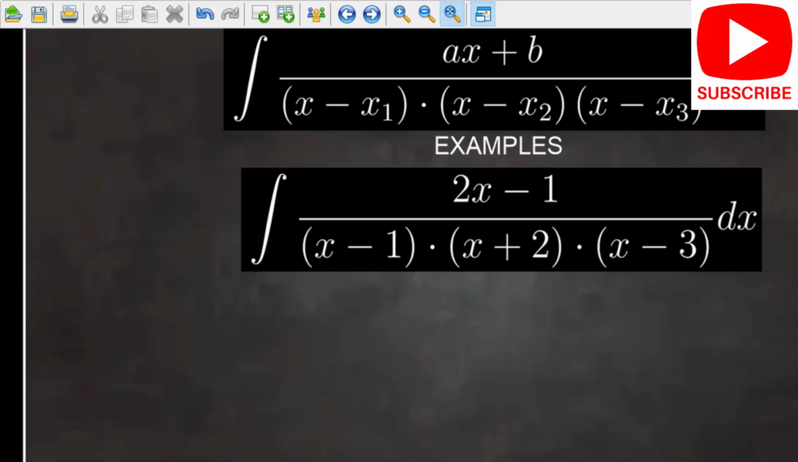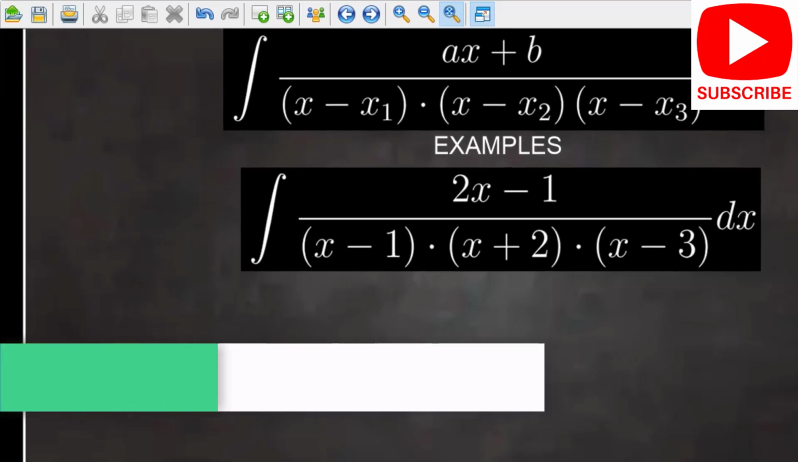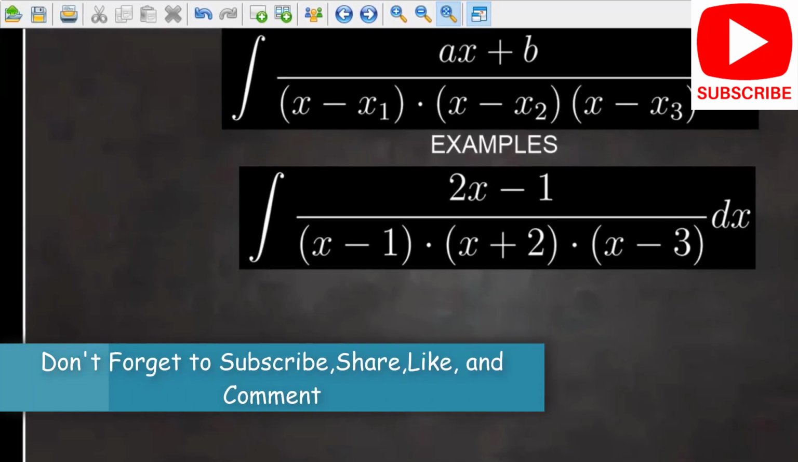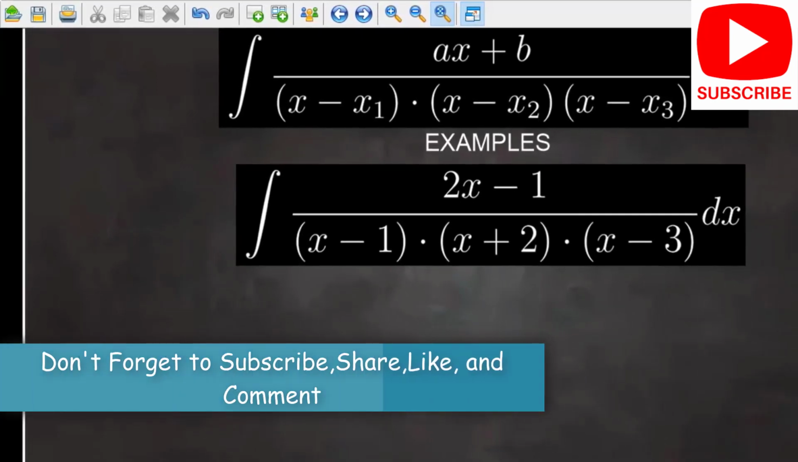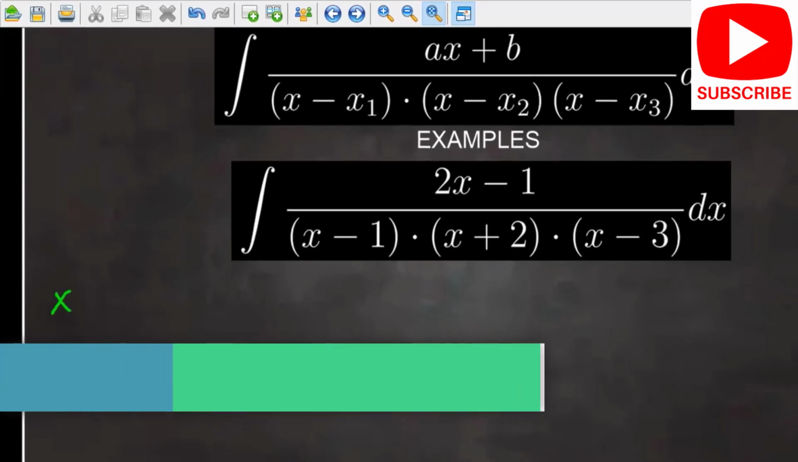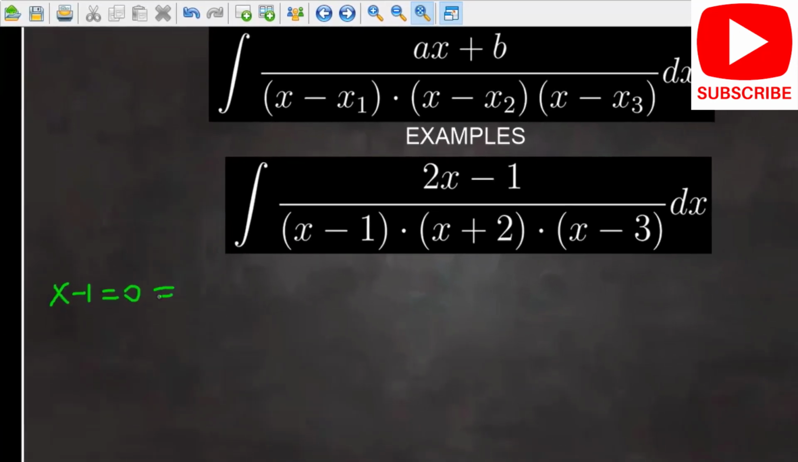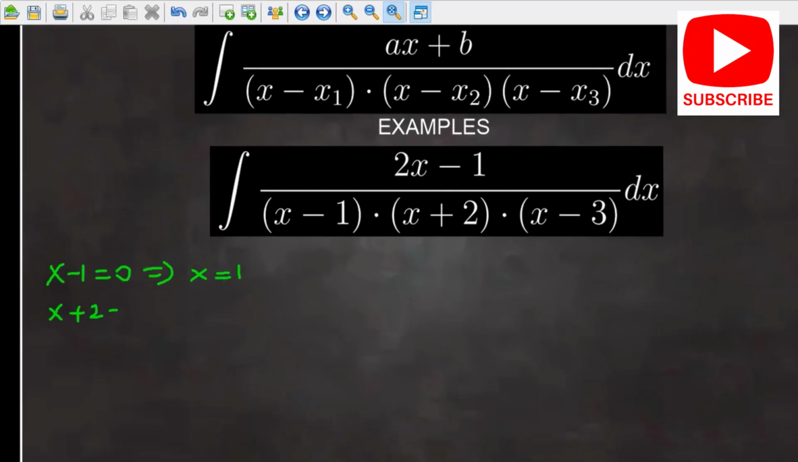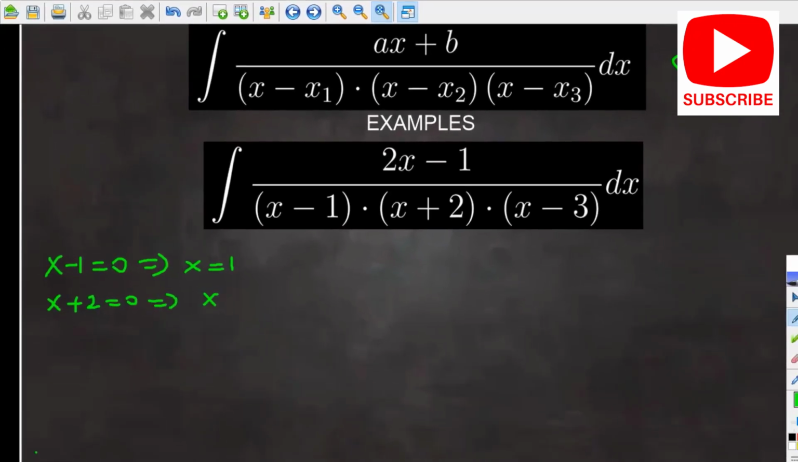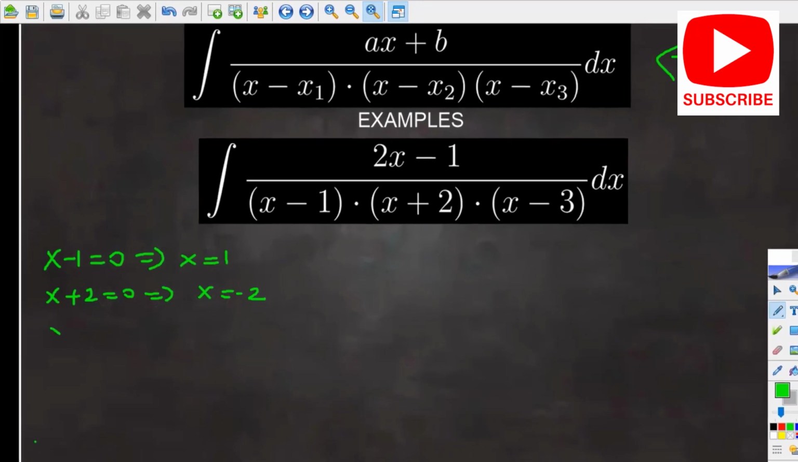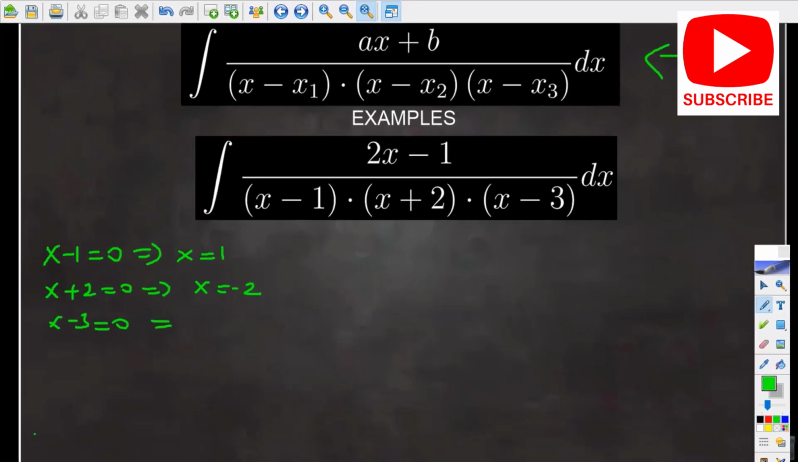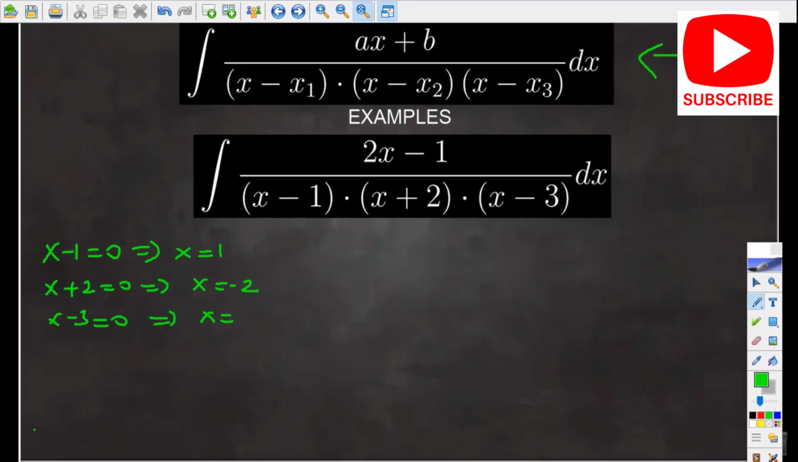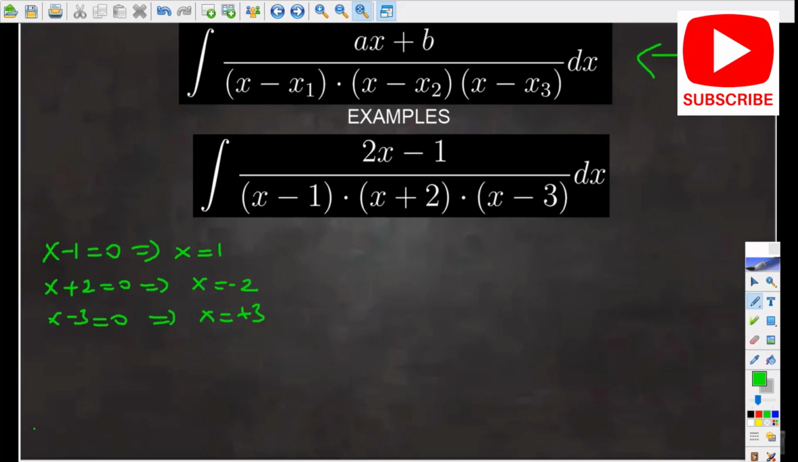Now the next thing we need to do is follow these steps. The first step is set every factor equal to 0 and solve. So I'm going to set x minus 1 equal to 0 and solve it. We got x equals 1. Then set x plus 2 equal to 0, so we got x equals negative 2. Then set x minus 3 equal to 0, and we got x equals positive 3. So this is the first step.